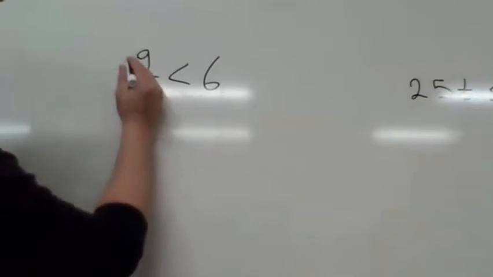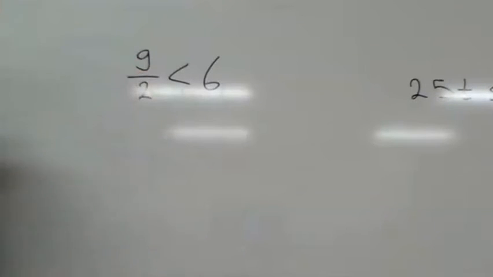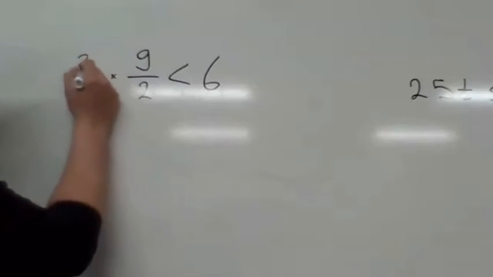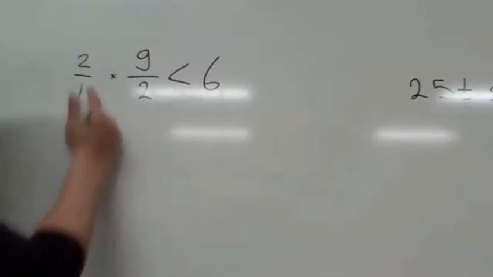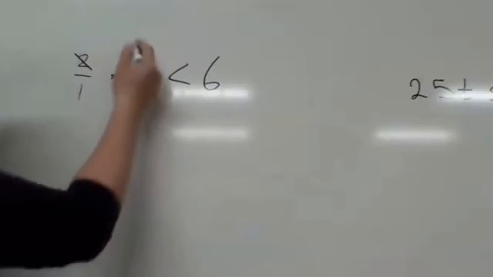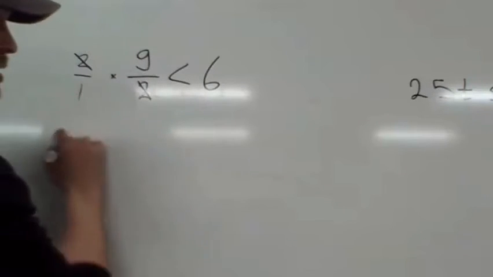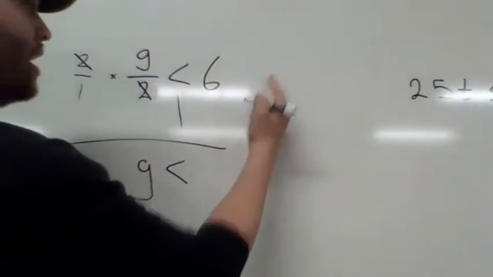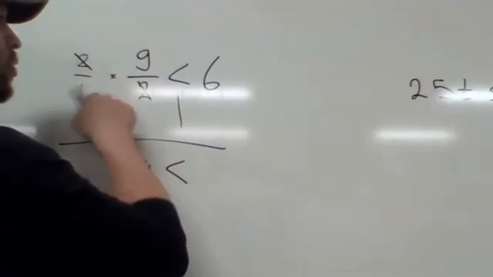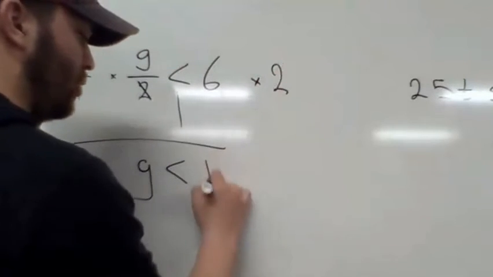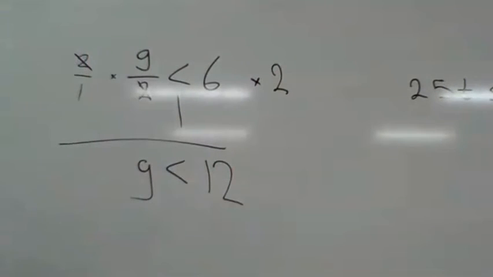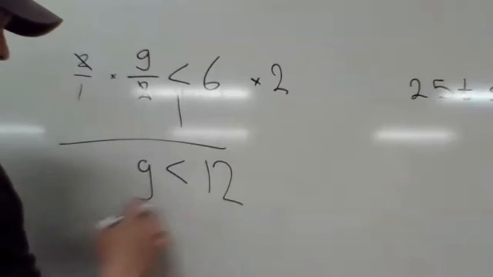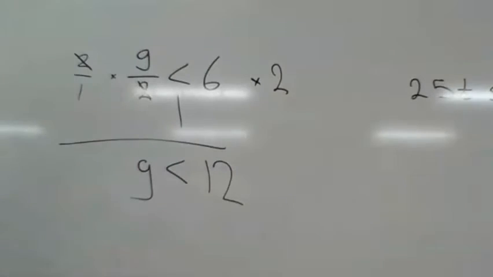And remember, last lesson we talked about how a variable can have a 1 in front of it. So on this, we would multiply by 2 over 1. That cancels this, it cancels this, and we have g over 1, which is the same as saying g. I bring this back down, and on this side we haven't done anything yet. So we times this by 2 over 1, which is the same as timesing it by 2, and we get 12. G is less than 12. So g can be 11 or anything below that.